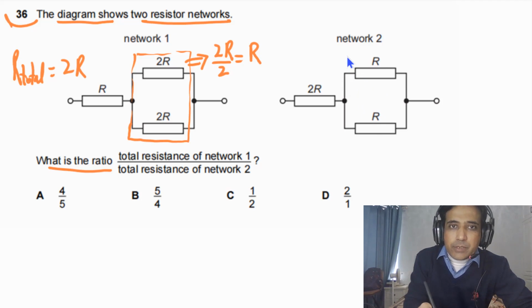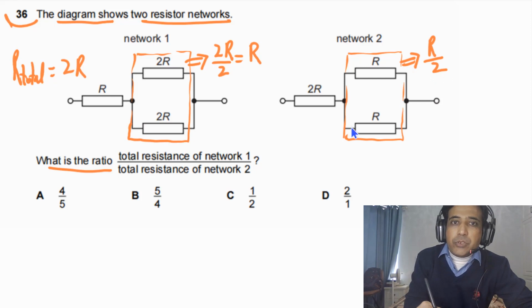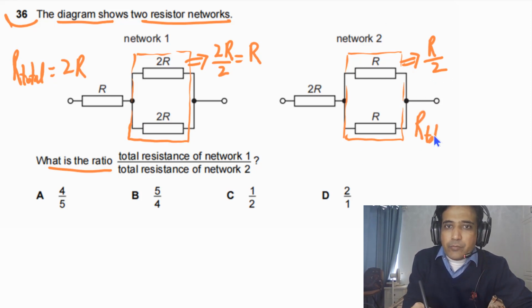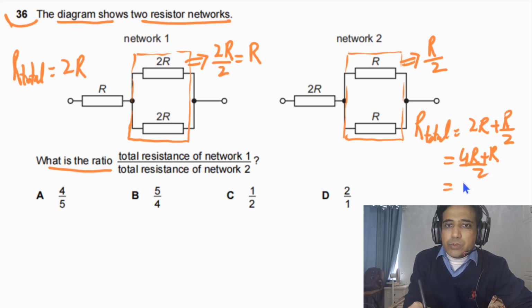Now if you look at this one, again we have two resistors connected in parallel. So the total resistance of these two resistors will be equal to R divided by 2 because they are connected in parallel. So R total for this network will be equal to 2R plus R by 2. So it means this is 4R plus R divided by 2, which is 5 by 2 R.